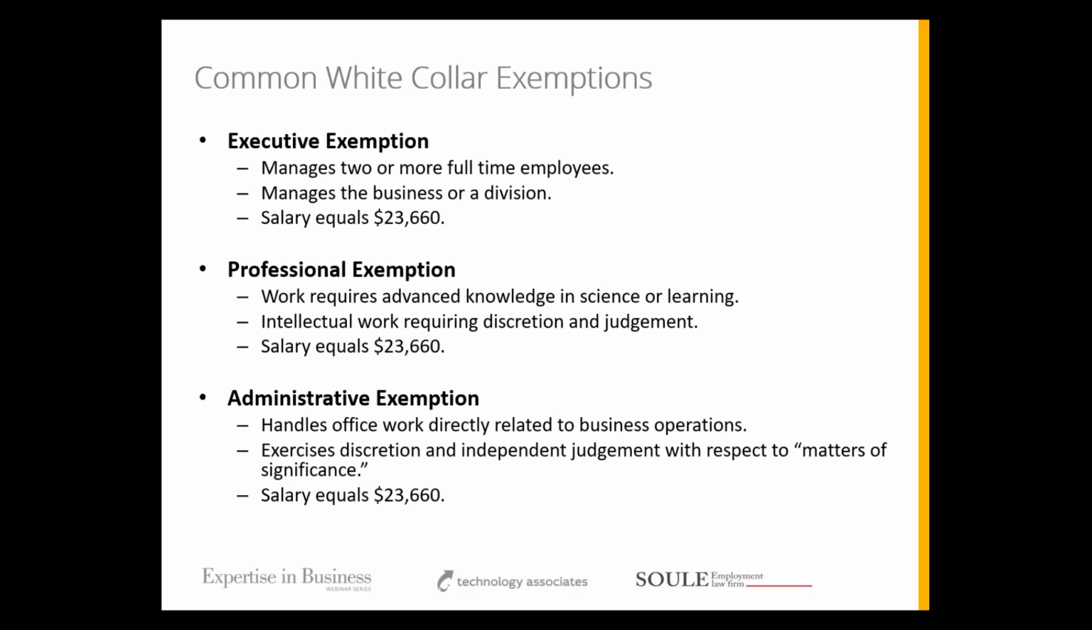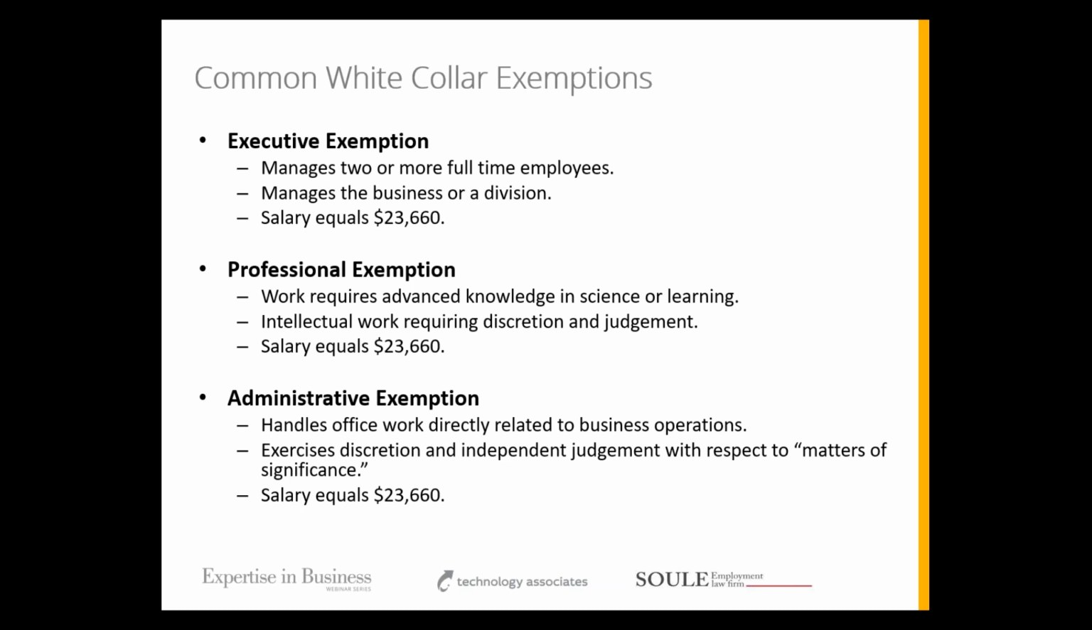In addition to that salary requirement, the employee's primary duties also have to be that they manage 2 or more full-time employees. Now, this could be full-time equivalent. For example, you could have 2 employees that are both working full-time, 40 hours a week, or you could have 4 employees that might work 20 hours a week. As long as that employee manages 2 or more full-time employees, they'll meet that particular requirement in the exemption.